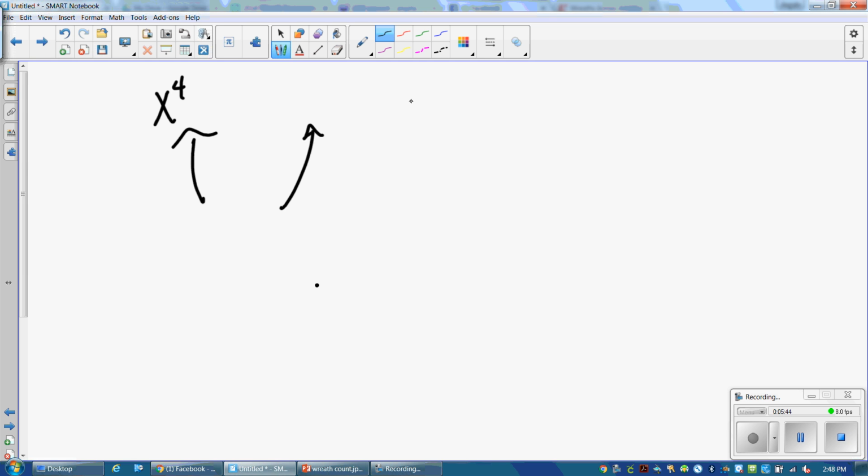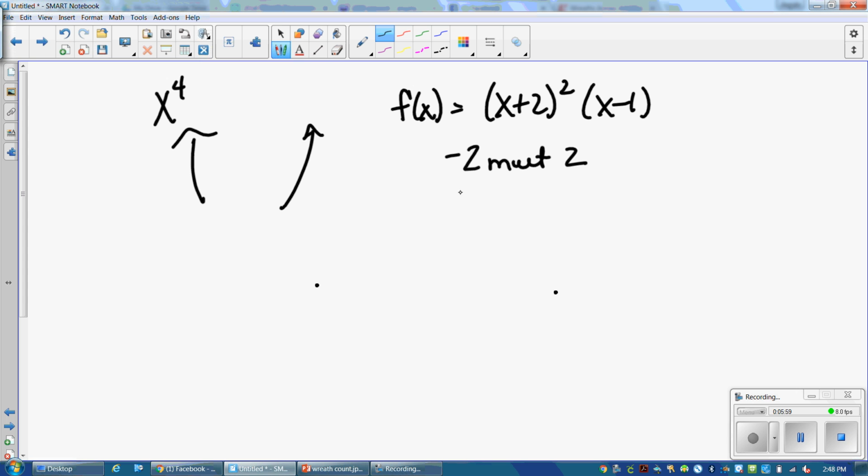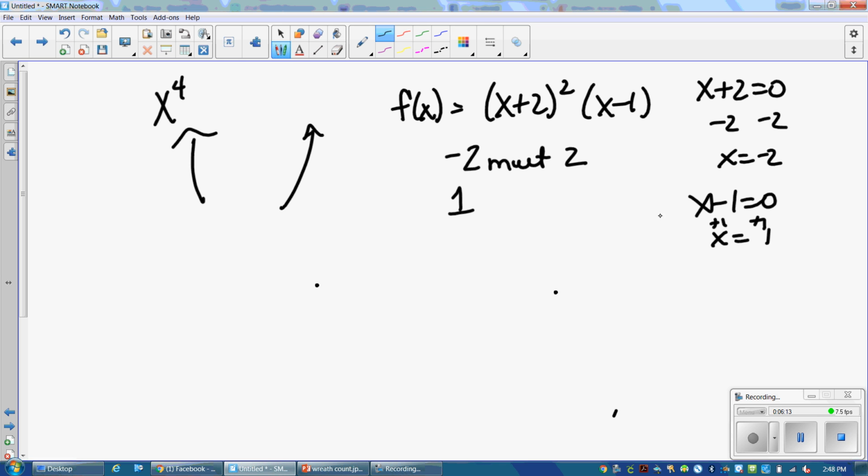All right, number 11. F of x equals x plus 2 squared times x minus 1. They want to know what the zeros are and what the multiplicities are. If I set x plus 2 equal to 0, I get x equals negative 2, and because it's to the 2nd power, it has a multiplicity of 2. If I set x minus 1 equal to 0, I get x equals 1. So 1 is a zero, and it just has a multiplicity of 1.